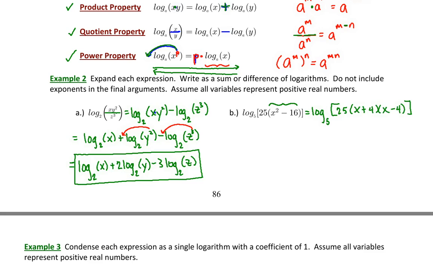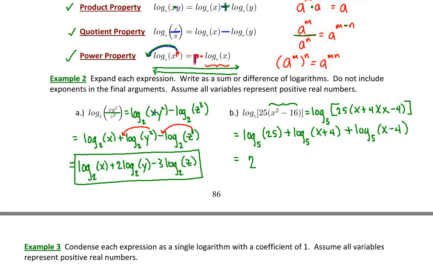So each individual factor is going to get its own logarithm. So this will expand as log base 5 of the first factor, 25, plus log base 5 of the second factor, x plus 4, plus log base 5 of the third factor, x minus 4. Now the first term, log base 5 of 25, can be evaluated. Remember, a logarithm represents an exponent. So I'm trying to figure out what exponent I can raise the base 5 to in order to get 25. Well, 5 squared is equal to 25, so the exponent represented there is 2.